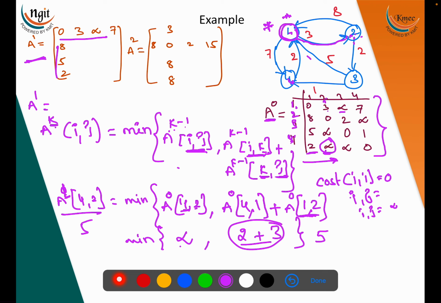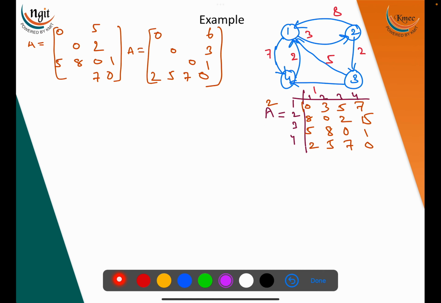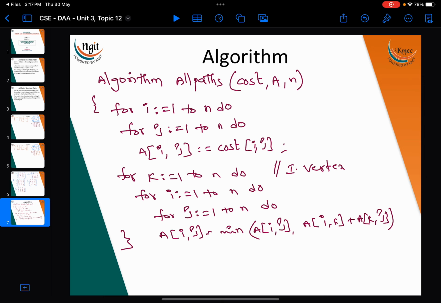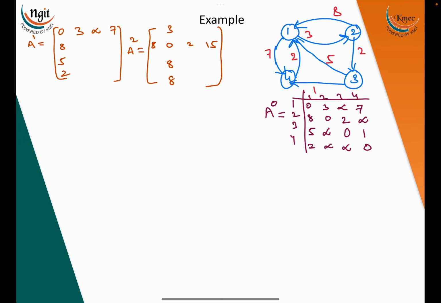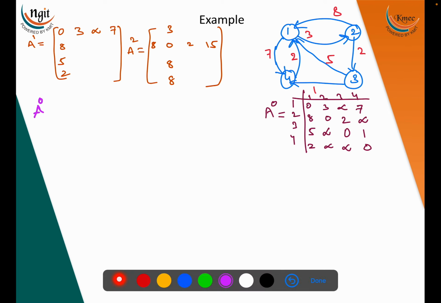So this is the way we find the shortest path distance from each vertex. Now let's see how we find it using this formula. Please keep this formula in mind. Now here we go with the problem solving. I'm going to start the procedure with A naught.